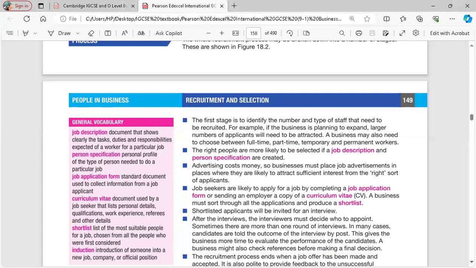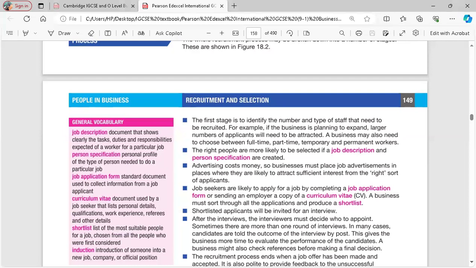Then the second stage is finding the right people. And how do you get the right people? Through job description and person specification. To get the right person for that position, you need a job description and person specification. Job description talks about the responsibility, the tasks that will be carried out in that position. Then the person specification is the skills and the qualification needed to carry out that task. So that is the way you can employ the right person.